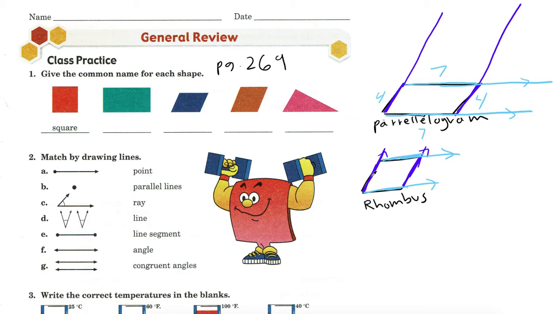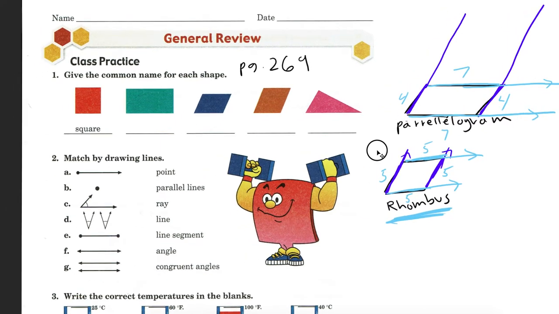But the big difference in the rhombus is that all the sides have to be equal. So all the sides have to be the same length. If one side is 5 inches, then the other sides also need to be 5 inches in order for it to be a rhombus. So that's the big difference. A rhombus is a parallelogram but with all equal sides, and a parallelogram is just that opposite sides are parallel to each other. Hopefully I didn't confuse you too much.